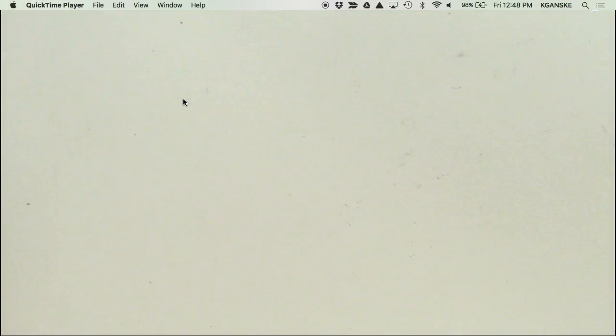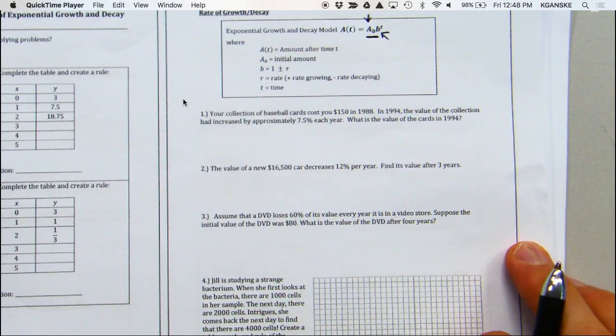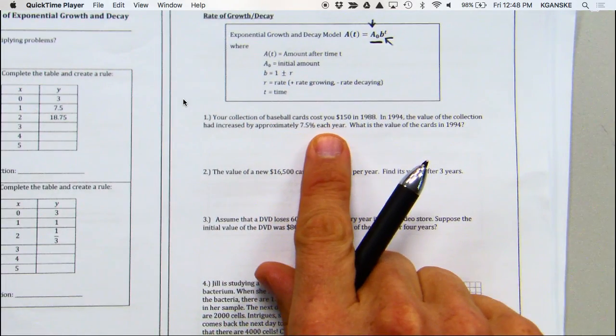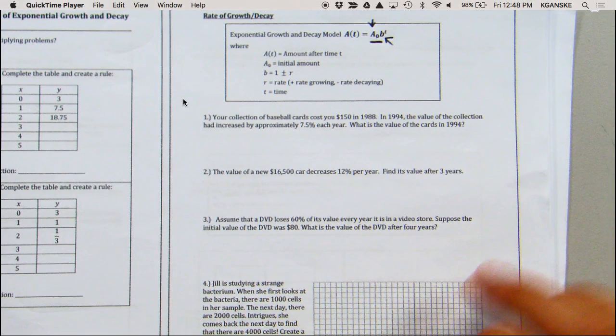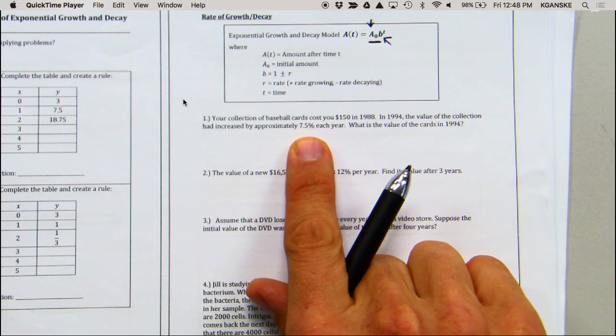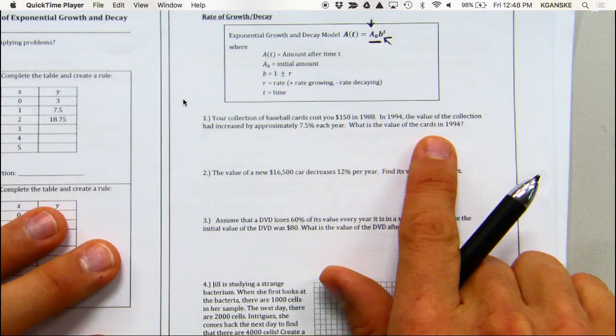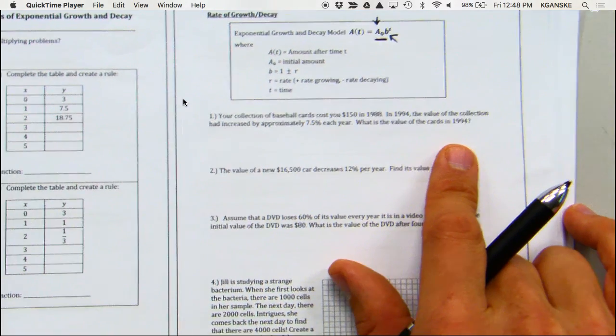Now if we can find the same page here, this is going to be awesome. Let's just try one. I've got some baseball cards here that cost you 150 bucks in 1988. In 1994, the value of the collection had increased by 7.5% each year. What's the value of the cards in 1994? Let's maybe zoom in here a little bit.